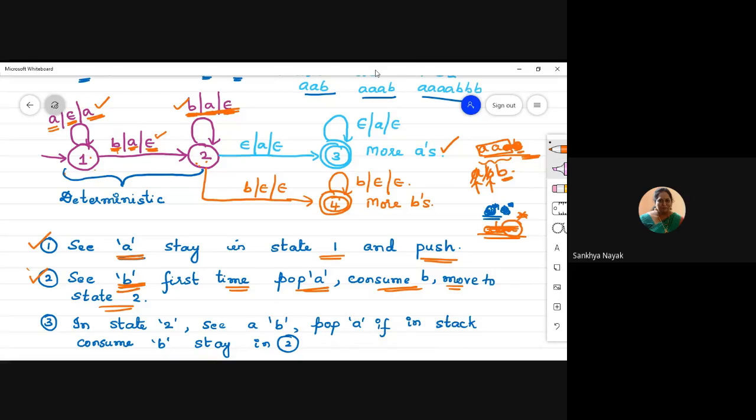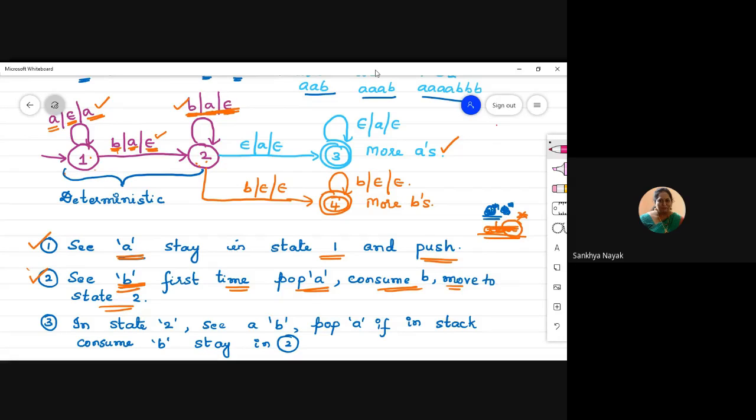All right. So we might come across these two situations, and we have to come across these two situations to accept the input, because unequal number of A's and B's means you have to come across those situations to accept the input. Okay. So let us see what to do now.